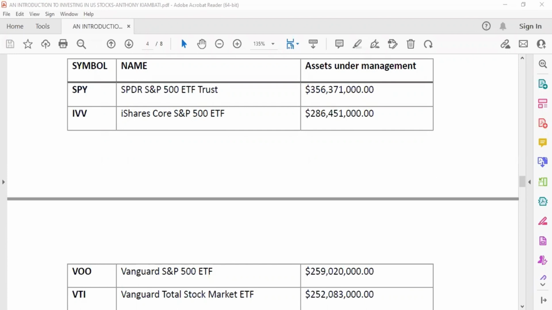So you might want to screen. Let's say you only want to invest in biotechnology ETFs. So on your screener, you will put a filter and type biotechnology ETFs, and then the screener will give you only biotechnology ETFs, and then you can see the performance of the ETFs.